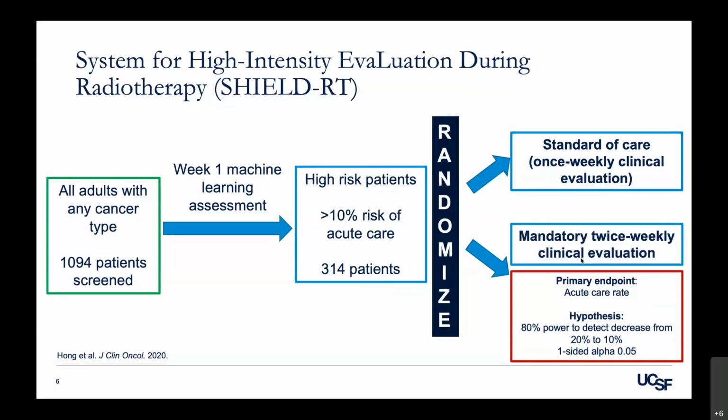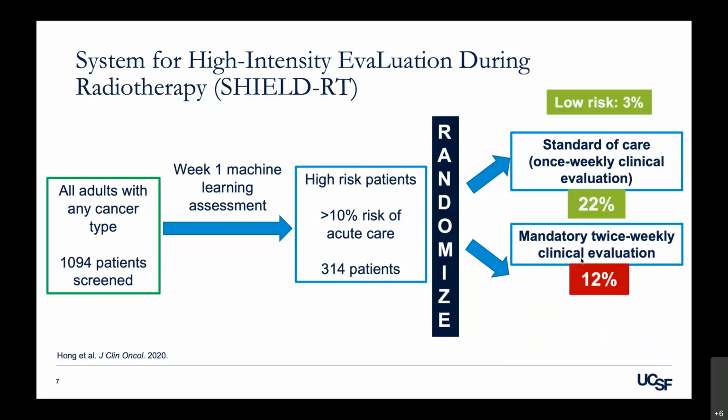We were able to show in this study that machine learning was able to accurately identify high-risk patients. The patients identified as low risk had a 3% risk of acute care, which was either a hospitalization or an ER visit. In the standard of care arm of the high-risk patients, these patients had a 22% risk, and we were able to reduce that to 12% with the intervention.